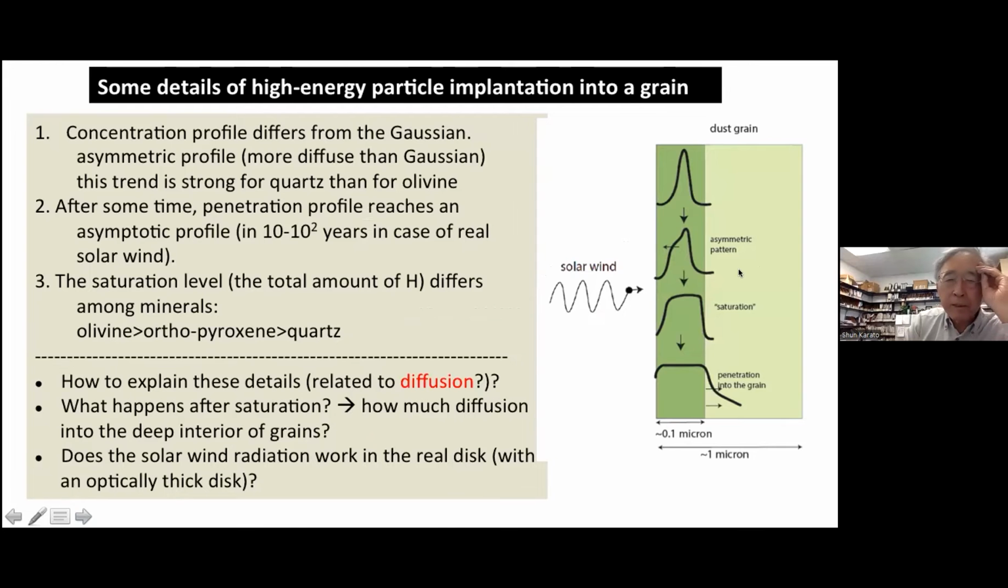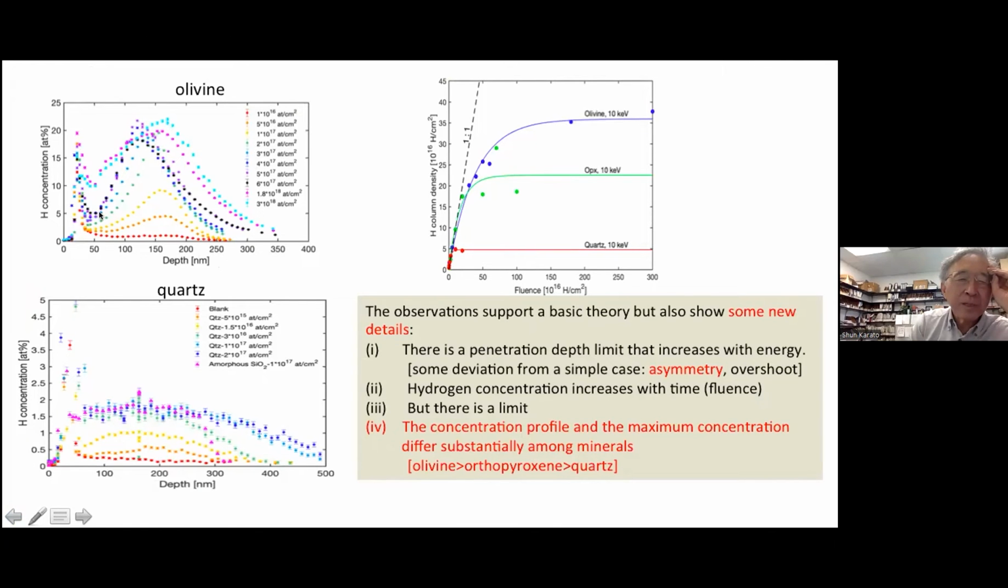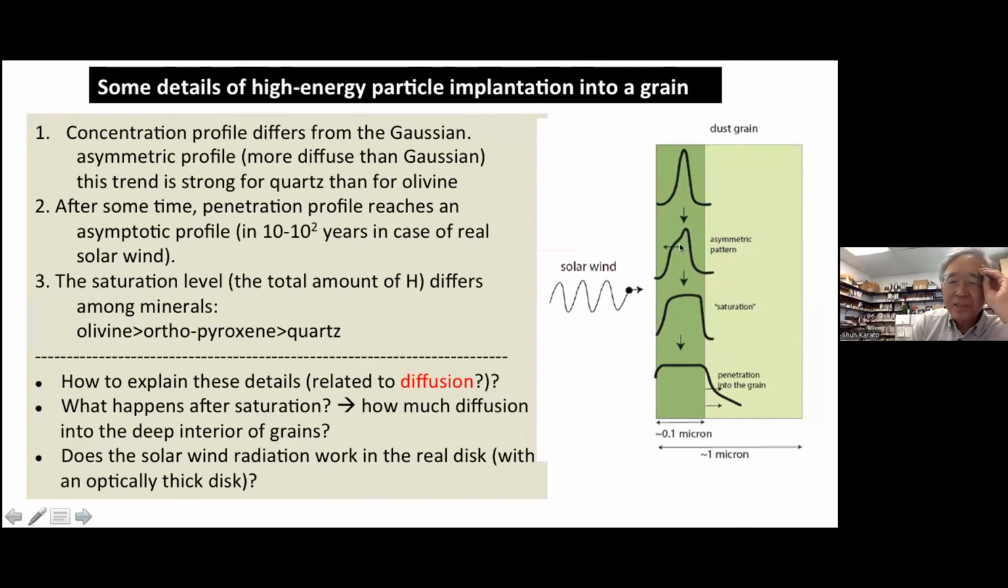So number one, quite often the concentration depth profile is not clearly Gaussian, but there's a deviation from Gaussian. For instance, if you look at the olivine, this is nearly Gaussian, but the shape gets a little bit to the left, near the surface. This is the surface, okay? The surface area is getting kind of shorter. So this is a slight deviation from Gaussian. And this trend is strong for, in the case of quartz, this is so strong that the profile is nearly flat.